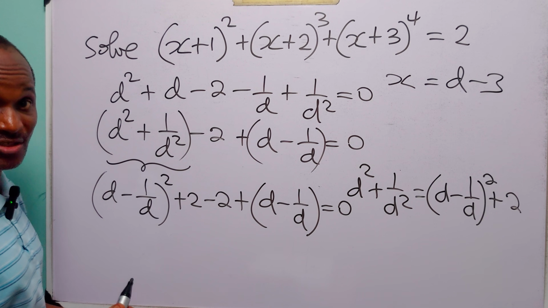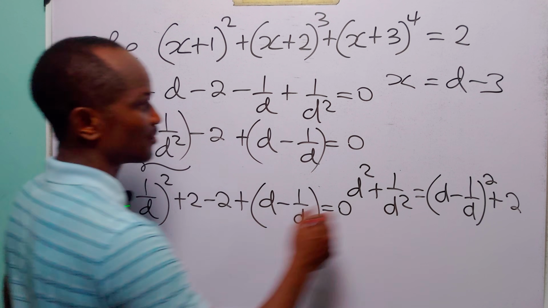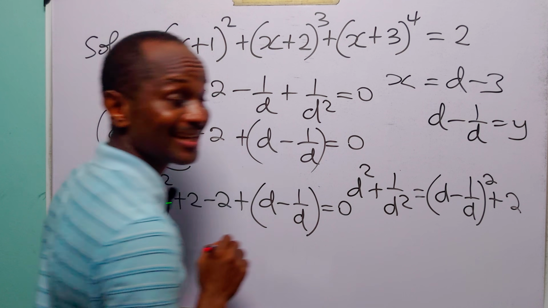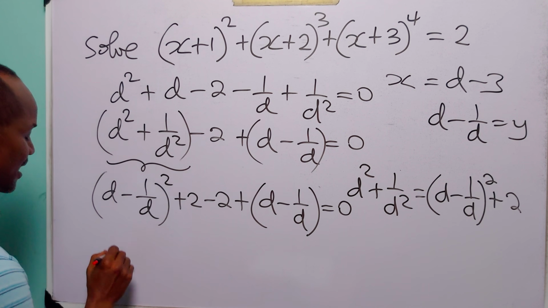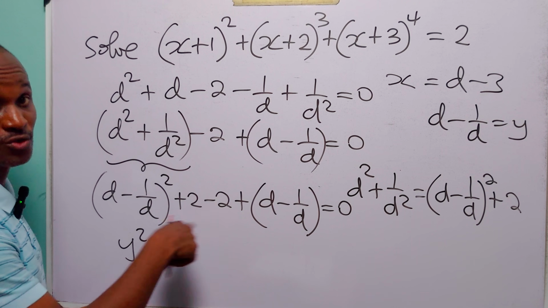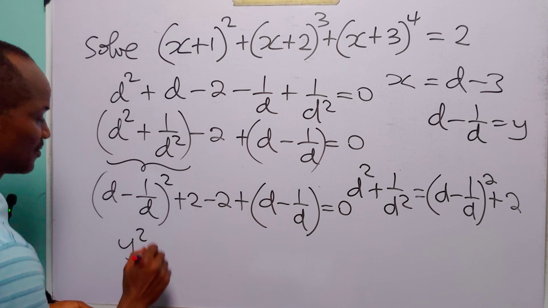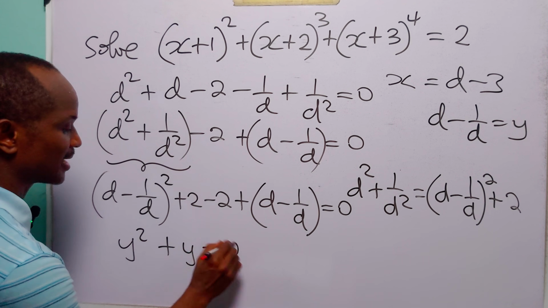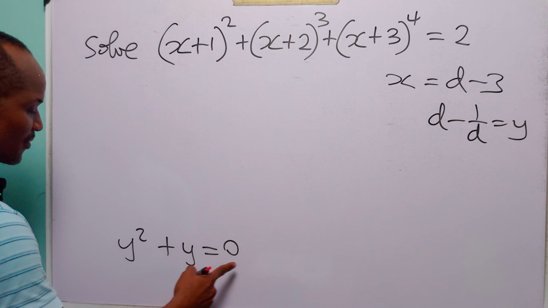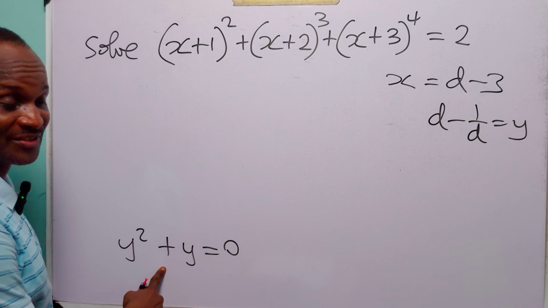So let us do another substitution to simplify this equation. Let d minus 1 over d be equal to the letter y. So we have y squared plus y is equal to 0. To solve this quadratic equation, we factorize the left-hand side.